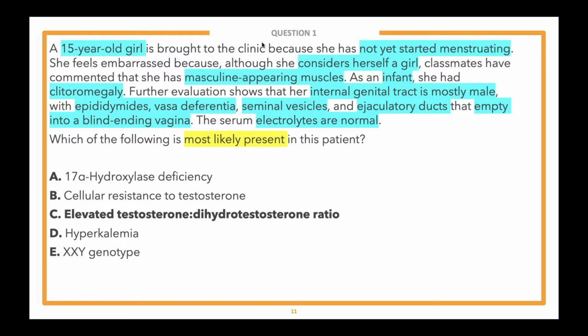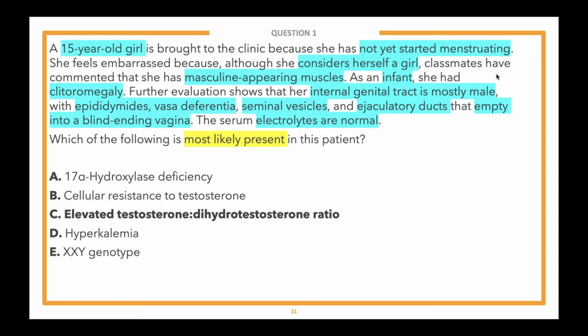Answer choice B, cellular resistance to testosterone. I believe this was the second most highly selected answer and probably the main other diagnosis on the differential here, and that's androgen insensitivity syndrome, okay? So you have a defect in the gene that codes for the androgen receptor, okay? These patients are XY, but they're phenotypically female, okay? They have bilateral testes that are undescended or located higher up.